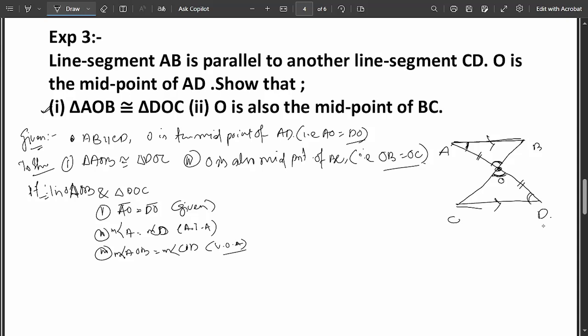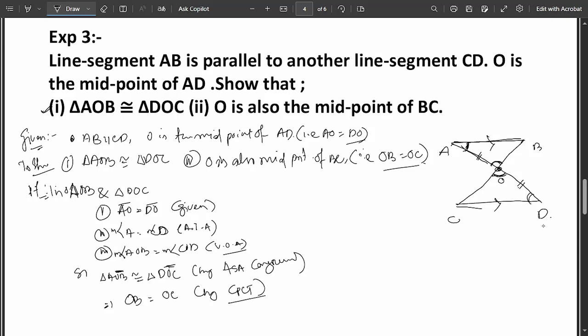So by angle, side, angle, triangle AOB is congruent to triangle DOC by ASA congruency. And OB equals OC by CPCT, that is, corresponding parts of congruent triangles.